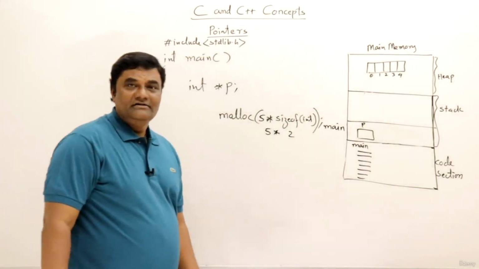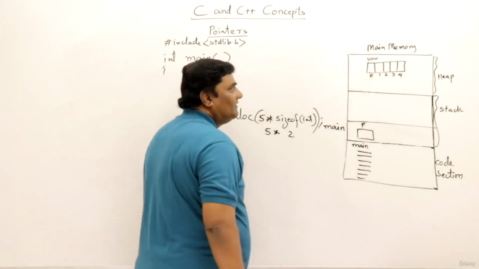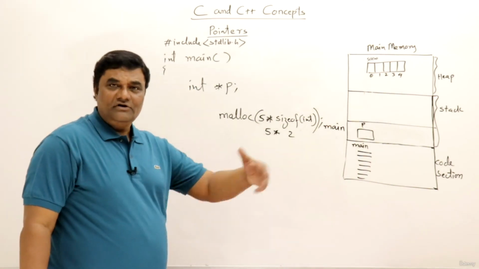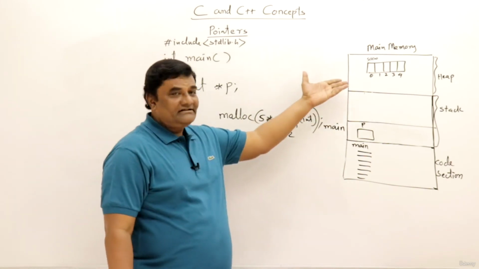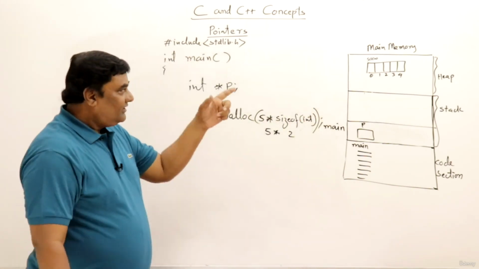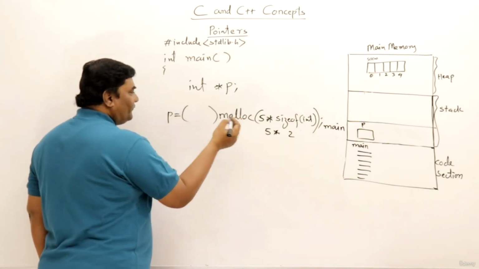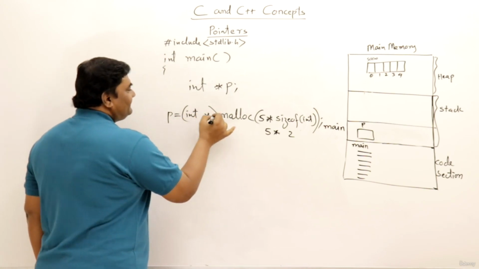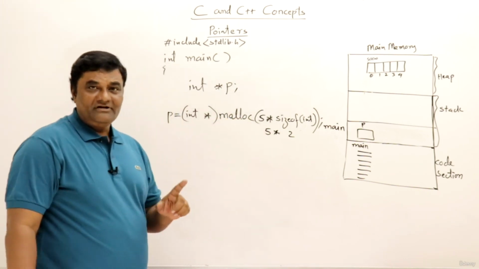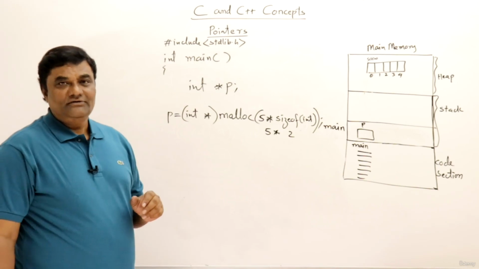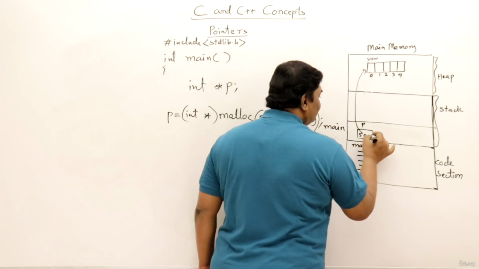Now that memory is allocated. Suppose the starting address of this is 5000, for example. First byte address is 5000, and so on. Then that should be pointed to by a pointer, because we cannot access it unless we have a pointer. So I will assign this to a pointer. Now this malloc function returns a void pointer, so we have to typecast it and say it is an integer pointer. Now this line will allocate heap memory. Remember, only when you say malloc will it allocate in heap. So p will be pointing to this one. p will get the address 5000.